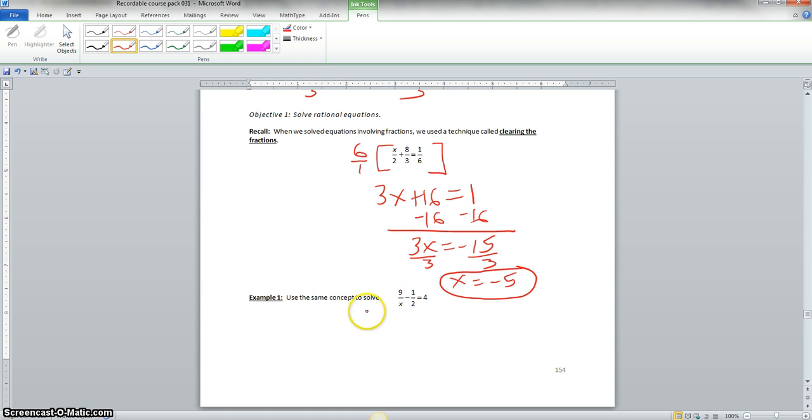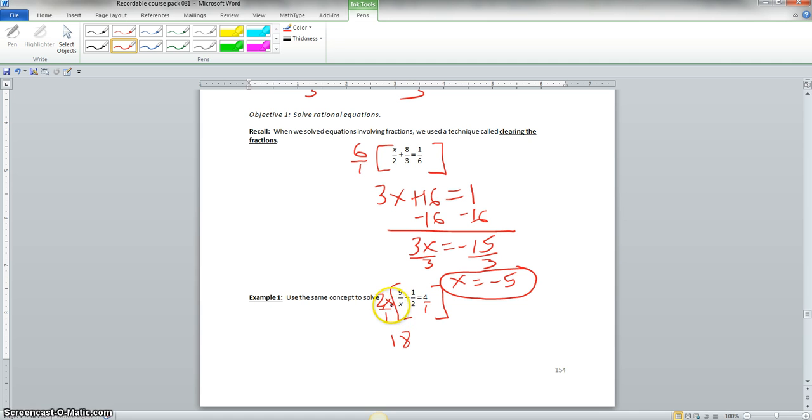Now we're going to use the same concept to solve this problem here. If you notice, we have a denominator of x, a denominator of 2, and then we have a whole number 4, which we know has a denominator of 1. So the common denominator of x, 2, and 1 would be 2x. So we'll multiply this whole equation by 2x. Now we know these x's will simplify out, but we'll make this 2x over 1. These x's will simplify out, and 2 times 9 will give us 18.